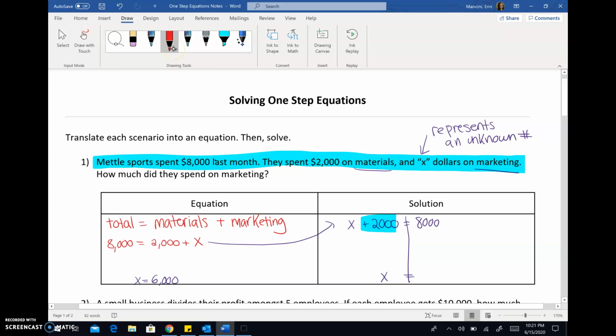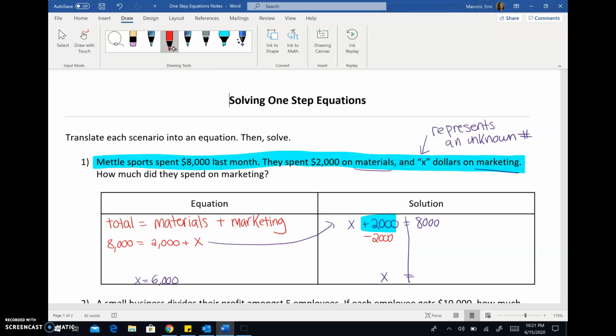The way you get rid of something in an equation is you undo it with an inverse operation. So how can you undo or cancel out 2,000? Well, you can subtract 2,000. Okay, why does that work? Well, 2,000 minus 2,000 is 0. So that would really be X plus 0. X plus 0 is really just X by itself.